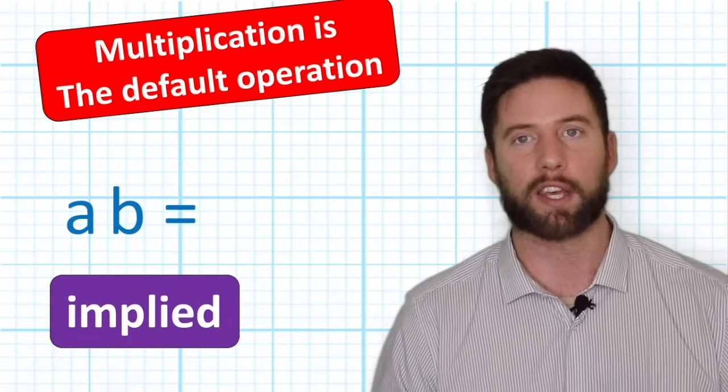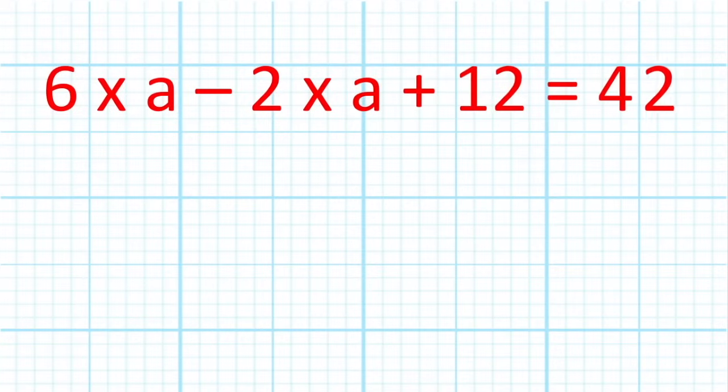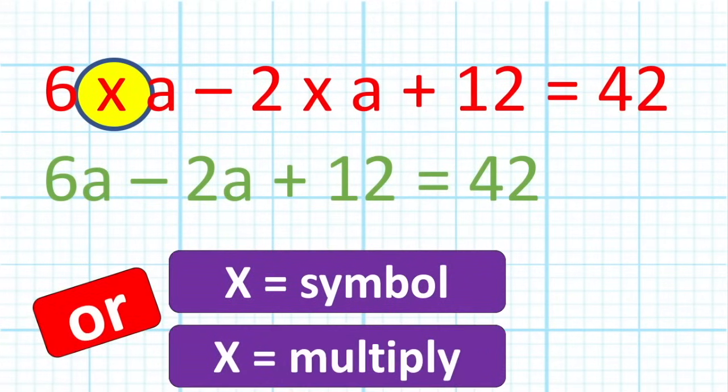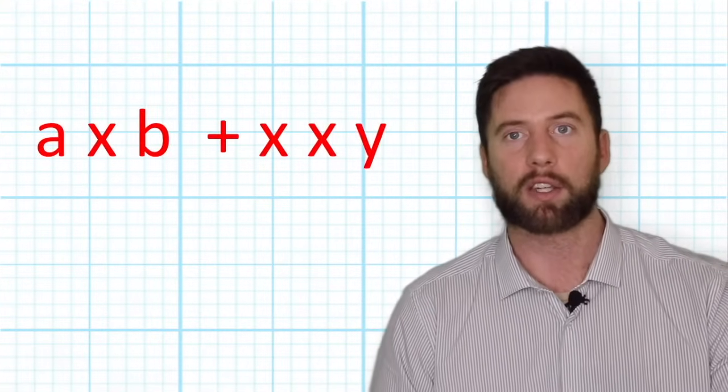The advantage of this is that it makes a lot of algebraic equations a lot less cluttered and a lot smaller, and you're a lot less likely to make mistakes confusing the x symbol with x, the variable. So for example, instead of having a times b plus x times y, we can have ab plus xy.